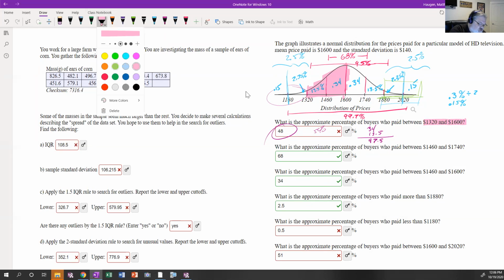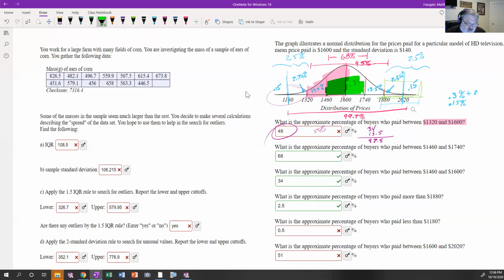So really, the rest of these questions are all just about which groups you're in and what you're adding together. Between 1460 and 1750, well, that's one standard deviation from the mean. So that's that set, which we automatically know is 68%.